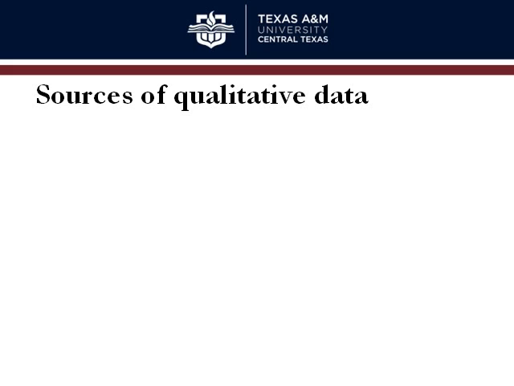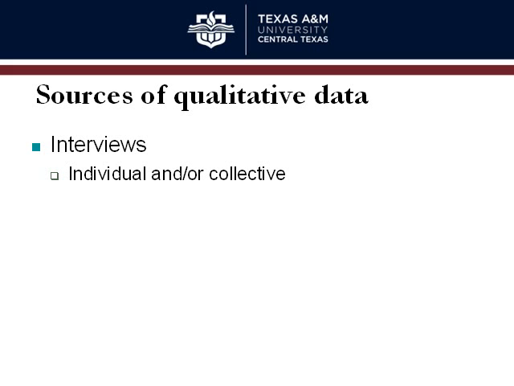Where do these qualitative data come from? A variety of sources. They can probably be grouped into four basic categories. Interviews being one, and these can be individual interviews, or they could be collective.